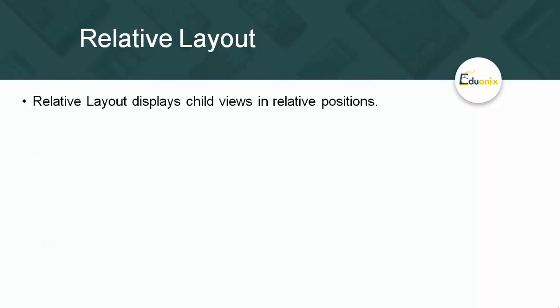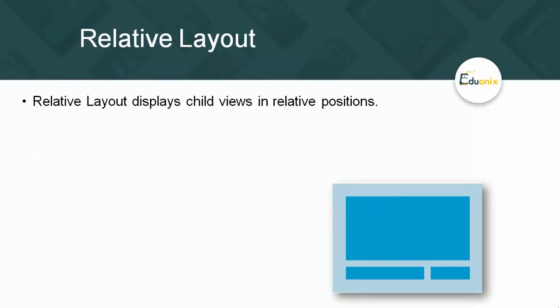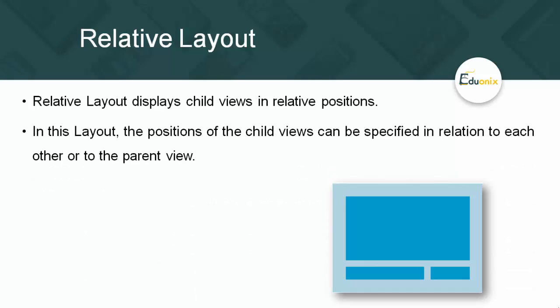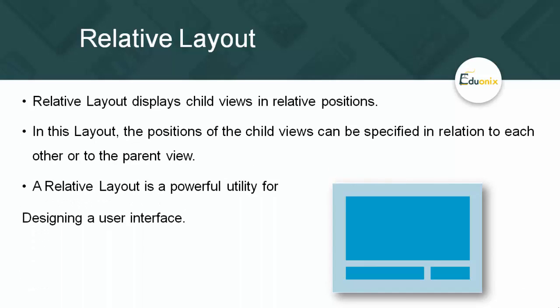Relative layout displays child views in relative positions. In this layout, the positions of the child views can be specified in relation to each other or to the parent view. The position of each view can be specified as relative to sibling elements, which can be located to the left or the bottom of another view, or in positions relative to the parent relative layout area, such as aligned to the bottom, left, or center.